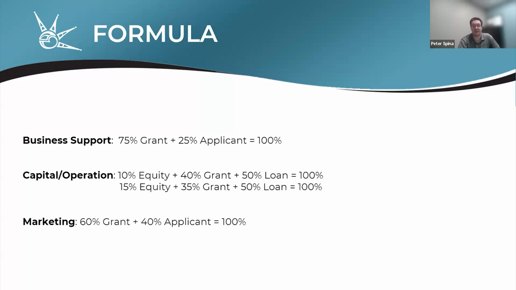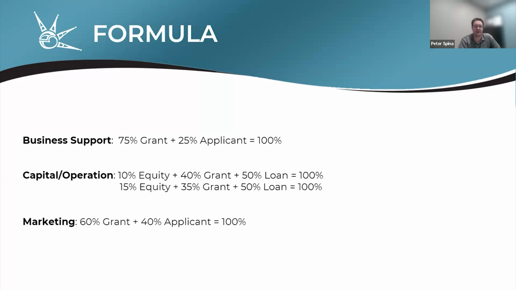With capital and operation costs, we do need to see an equity portion. So if you are between the ages of 18 and 39, we do need to see 10% cash in a bank account showing that this is the amount you're going to be putting into the project. Then we could look at putting 40% of that as a grant, and then the remaining 50% would be a loan. When dealing with capital costs, there does need to be a loan component attached to it.